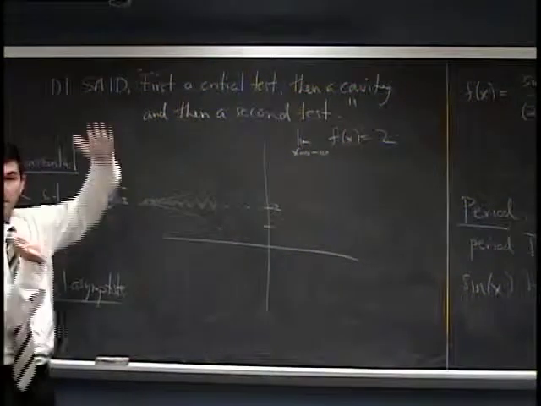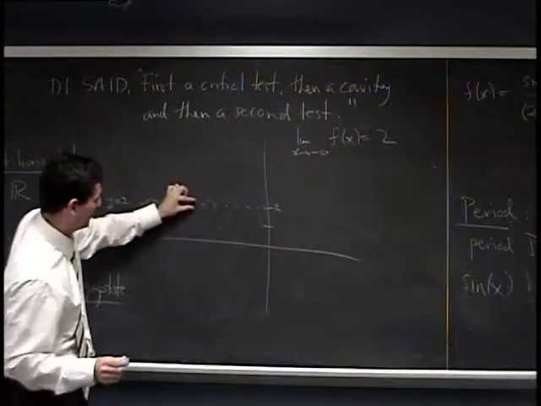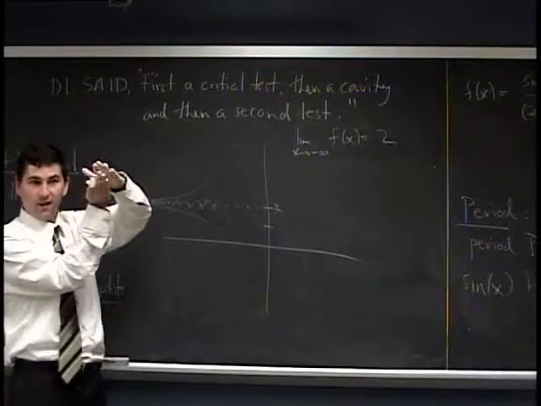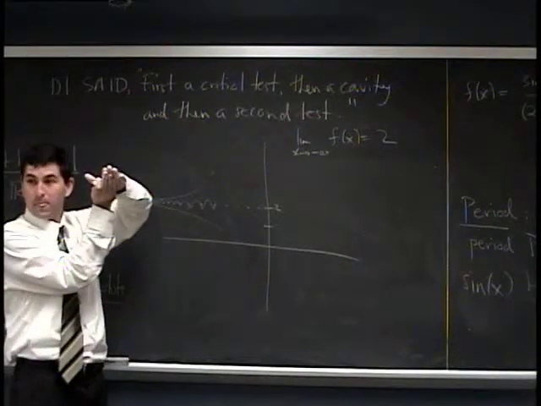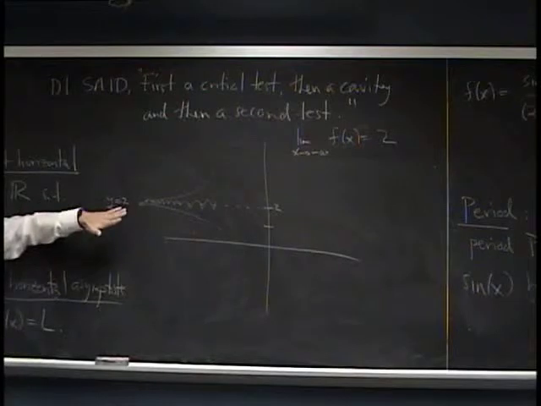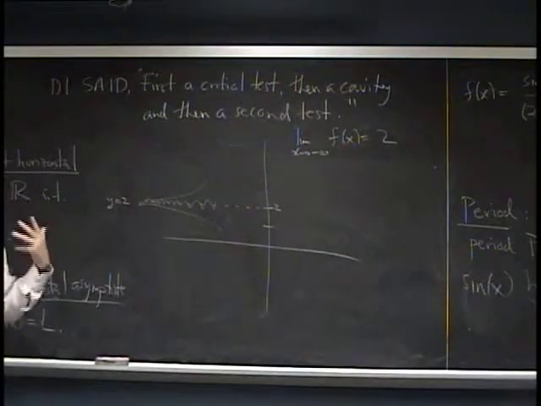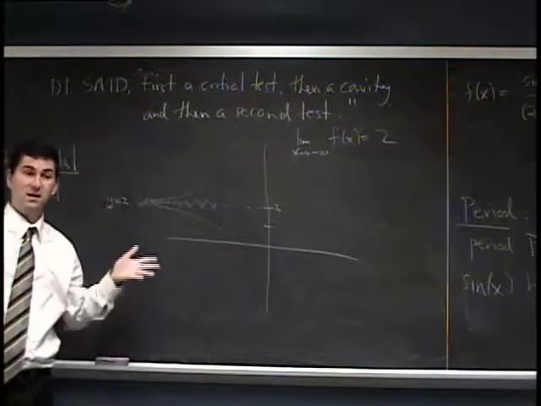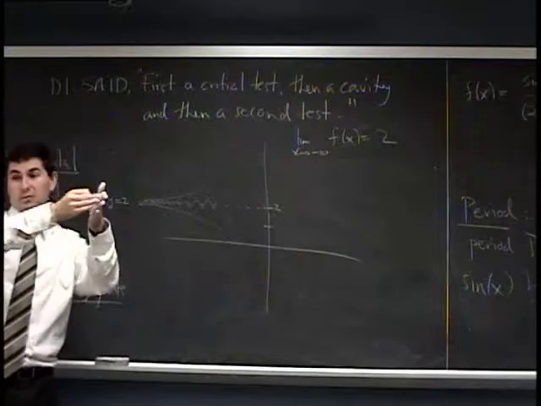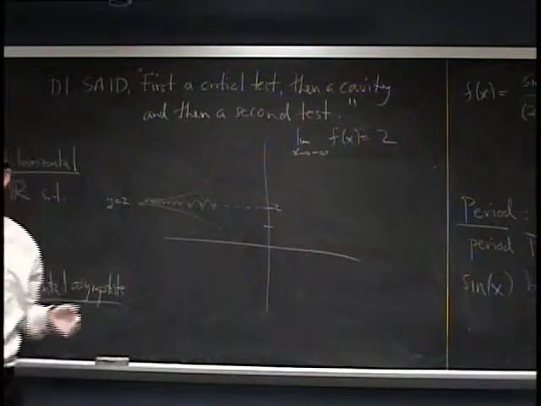It keeps going back and forth, but the amplitude of these little curves is getting smaller, getting very, very close to 2 as you go to minus infinity. An asymptote doesn't mean that it can't be touched. It just means that the function is getting very, very close to it, possibly touching it.